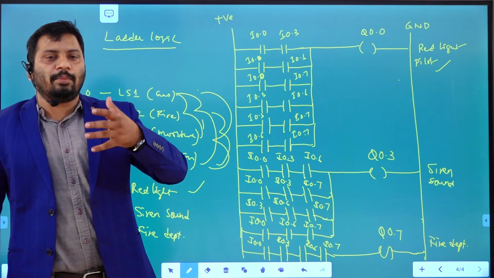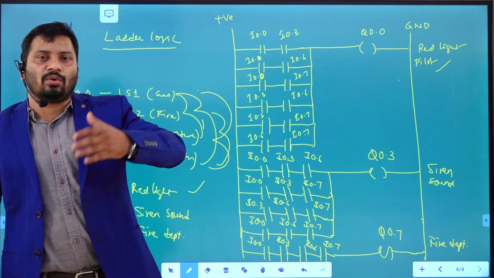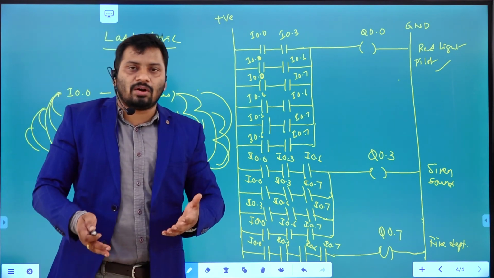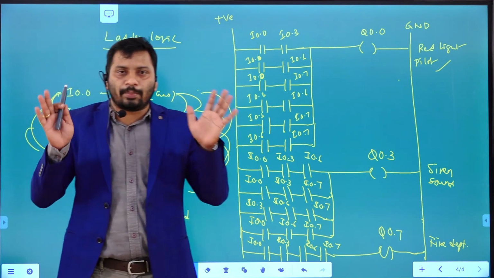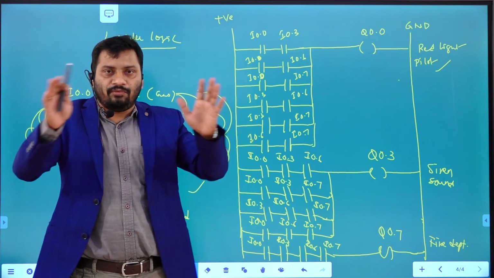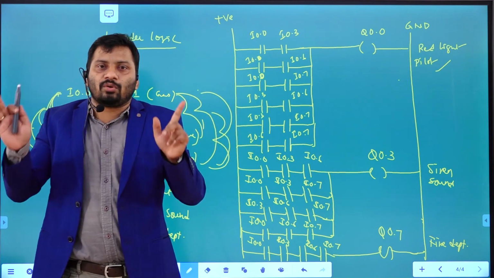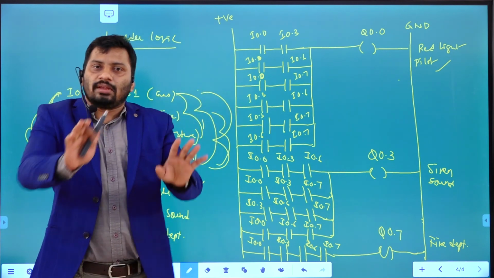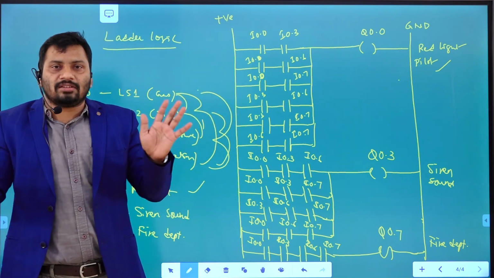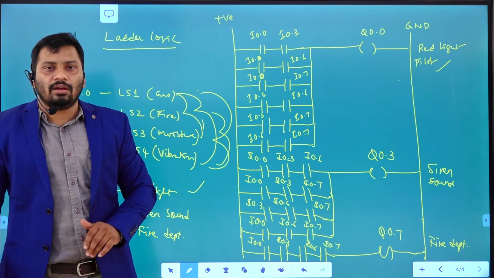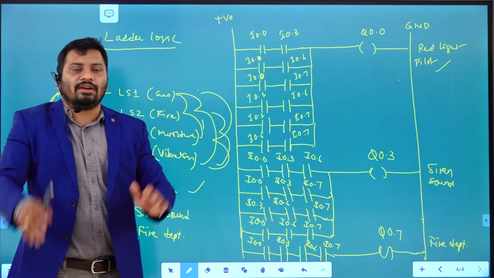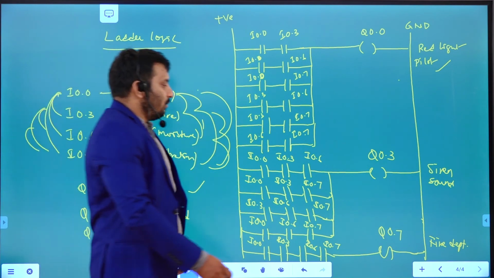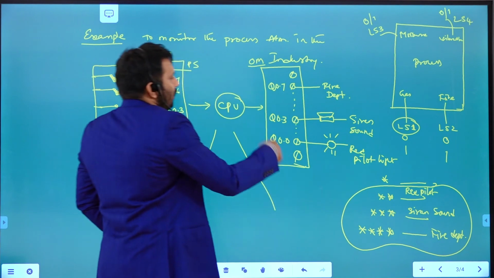The process control may be different. If you want to control in a different way, you need to write a program in a different way. But our task is what? Four parameters we are picking from the process field, right? If two parameters are out of control, give red light. If three parameters are out of control, give surround sound, right? If four parameters are out of control, indicate to the fire department. That is our intention, right? For that I wrote ladder logic, right?